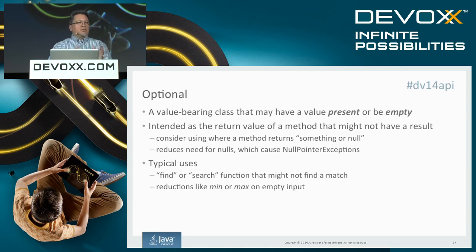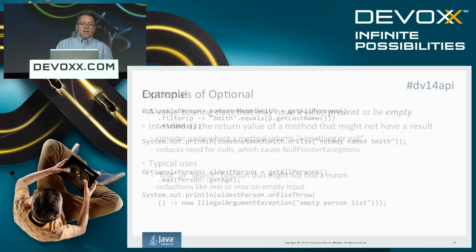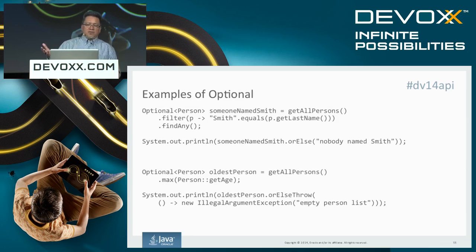So the typical case is something like a find or a search. Or if you want to find the maximum of some collection, there's a special case that it's very easy to forget: suppose the collection is empty. What is the maximum value in some empty collection, right? Well, if you look at the streams code, max is defined to return an Optional for exactly that reason. So here's an example of that. We have a stream. We filter it and find anybody named Smith.